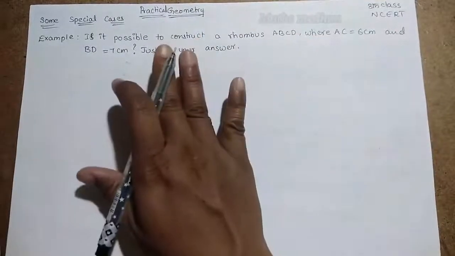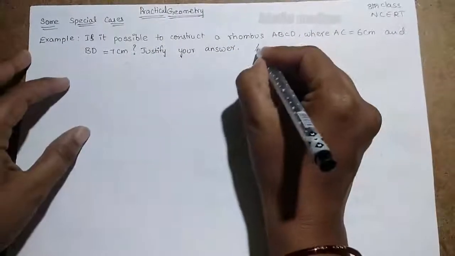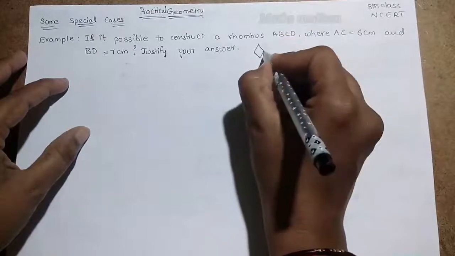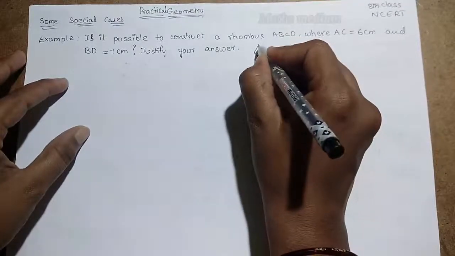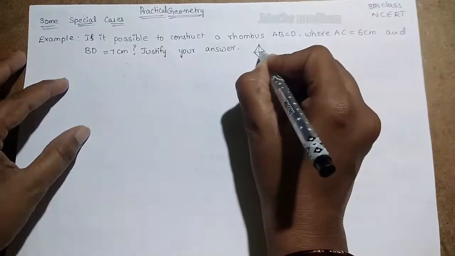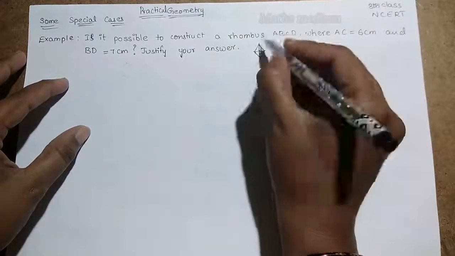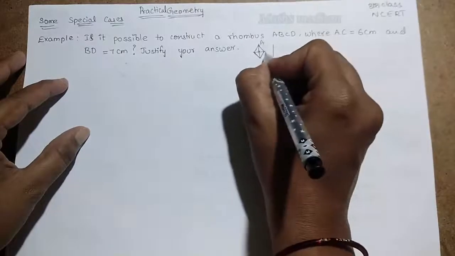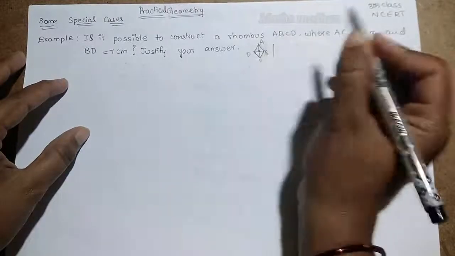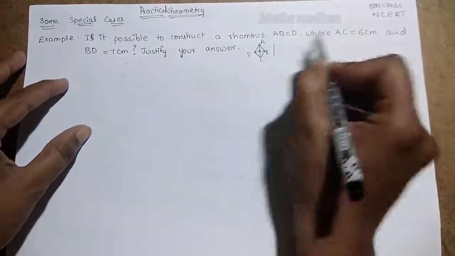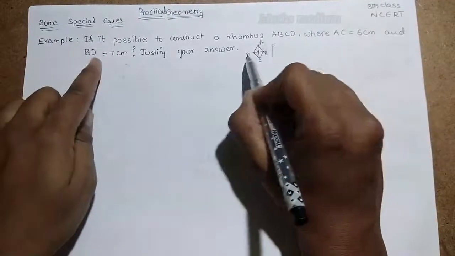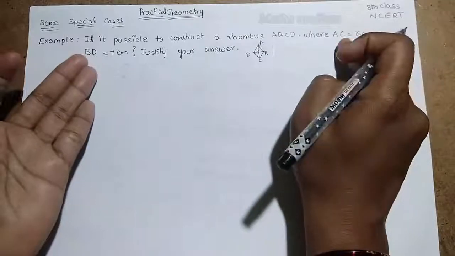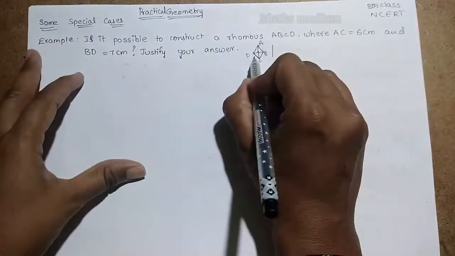Yes, we can construct a rhombus because a rhombus is in the shape of like this. This is a parallelogram. In this rhombus, we know the properties of a rhombus. So, diagonals are perpendicular bisectors. It means if you make it like this, let it be A, B, C, D. So, here see, AC is equal to 6 centimeters and BD is equal to 7 centimeters. So, in this case, they gave the diagonals. So, diagonals are perpendicular bisectors.